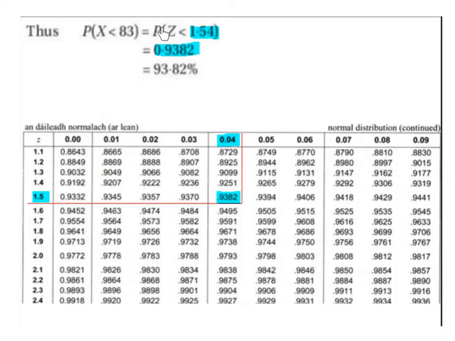So for the probability that z is less than 1.54, we go to 1.5 and go across, we go to 0.04 and go down, and we get 0.9382, which again gives us 93.82%.